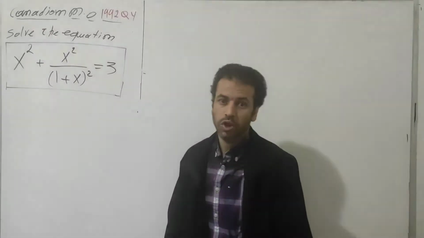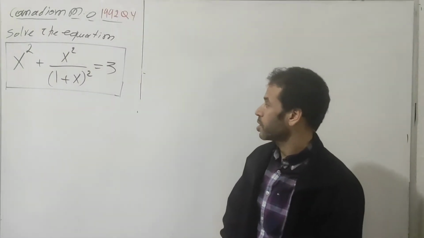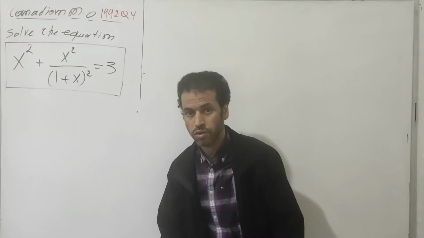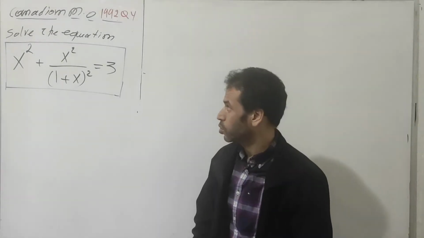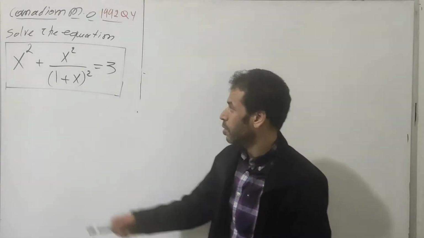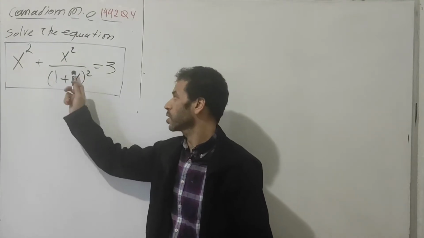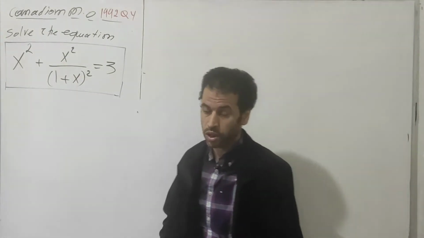Today's video I would like to introduce a very nice problem from the Canadian Mathematical Olympiad, edition 1992, question number 4. Our goal is to solve the following equation: x squared plus x squared divided by (1 plus x) quantity squared equals 3.